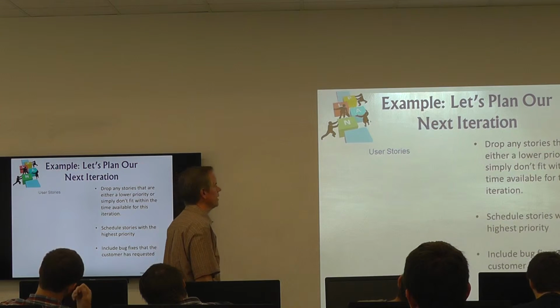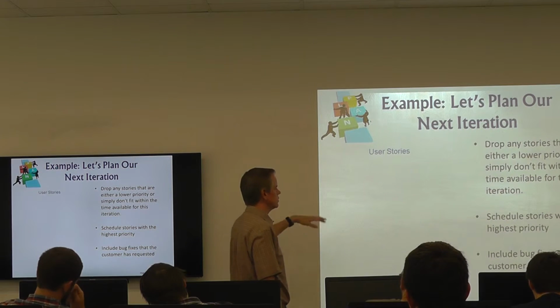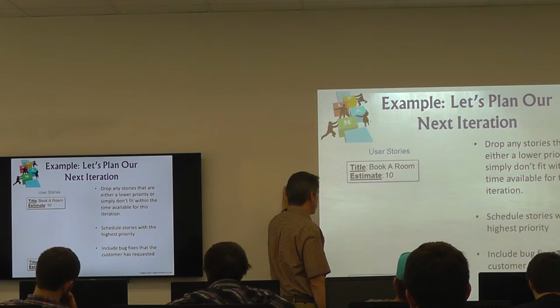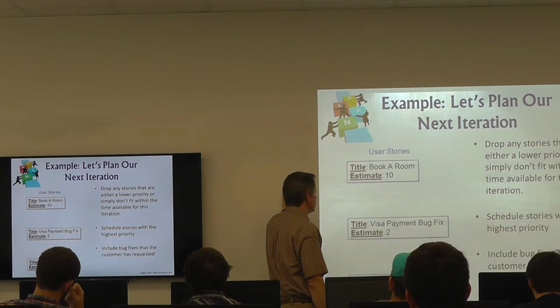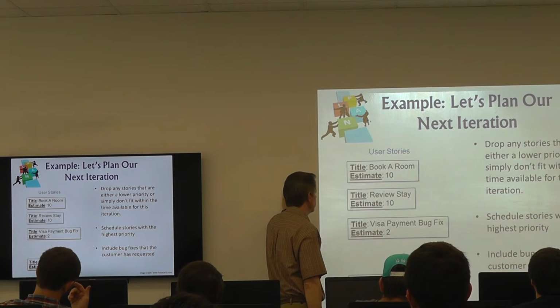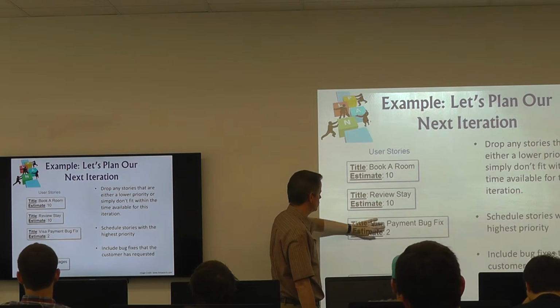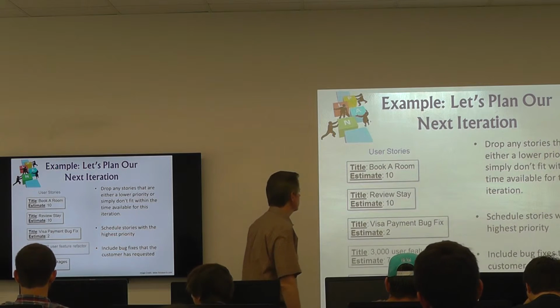So let's plan our next iteration. We already talked about dropping the stories, sketching the stories, and including the bug fixes. What do we got? We've got book a room, book packages, visa payment, bug fix. I think we got one more. What else we got? Oh, review stay. I think that's it. So this is basically a 10, 10, a 2, and a 15.